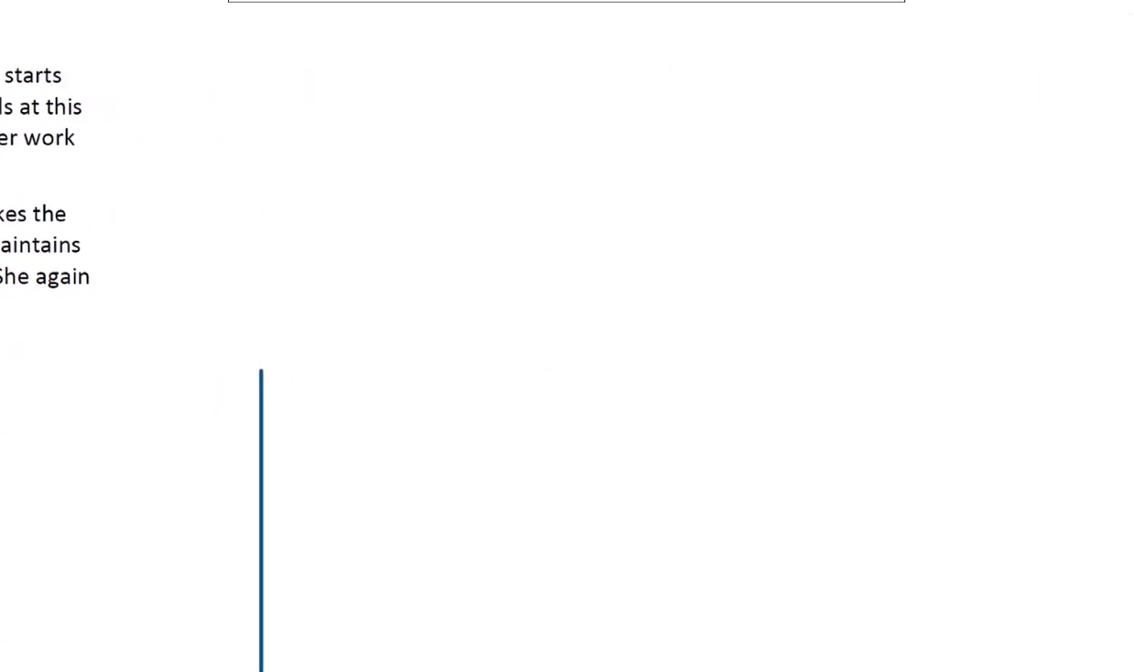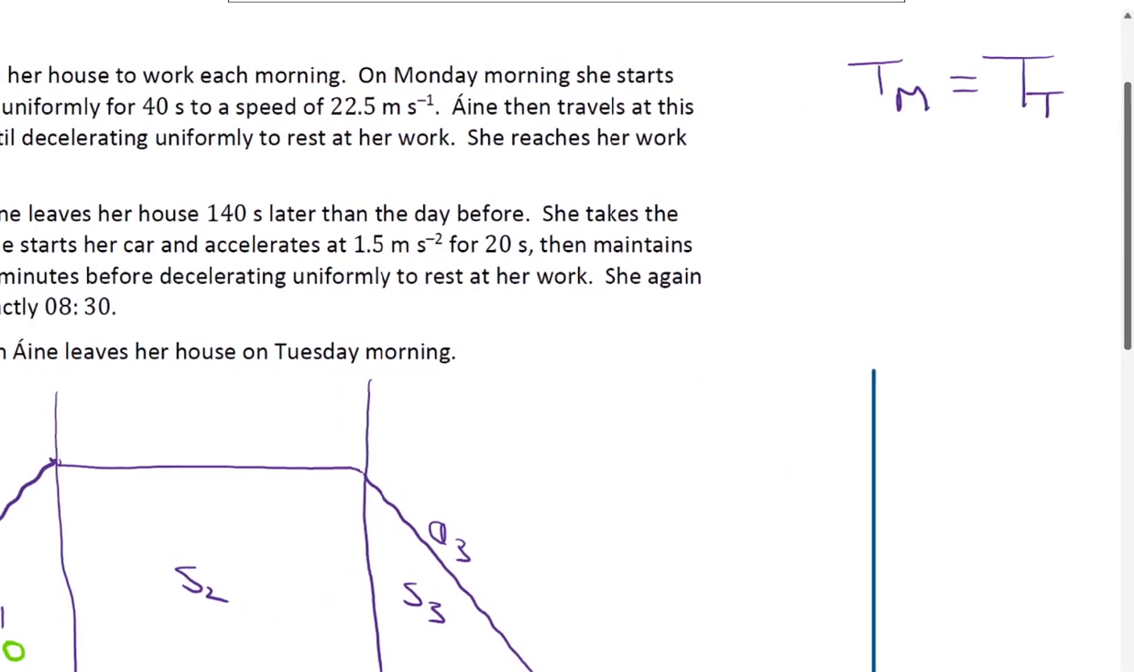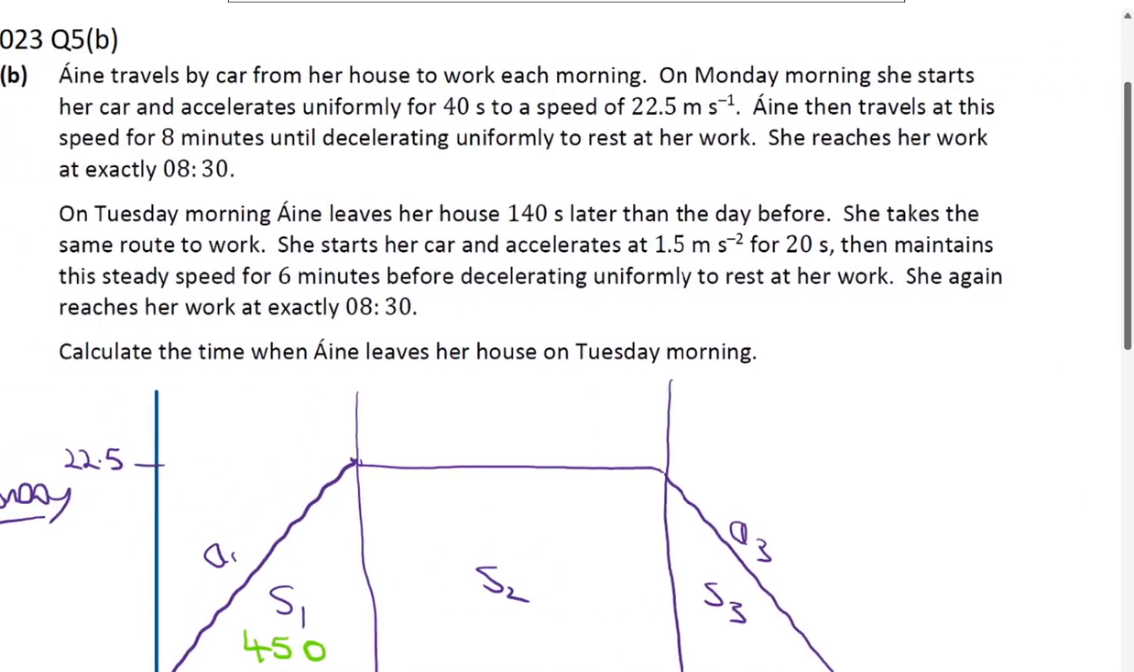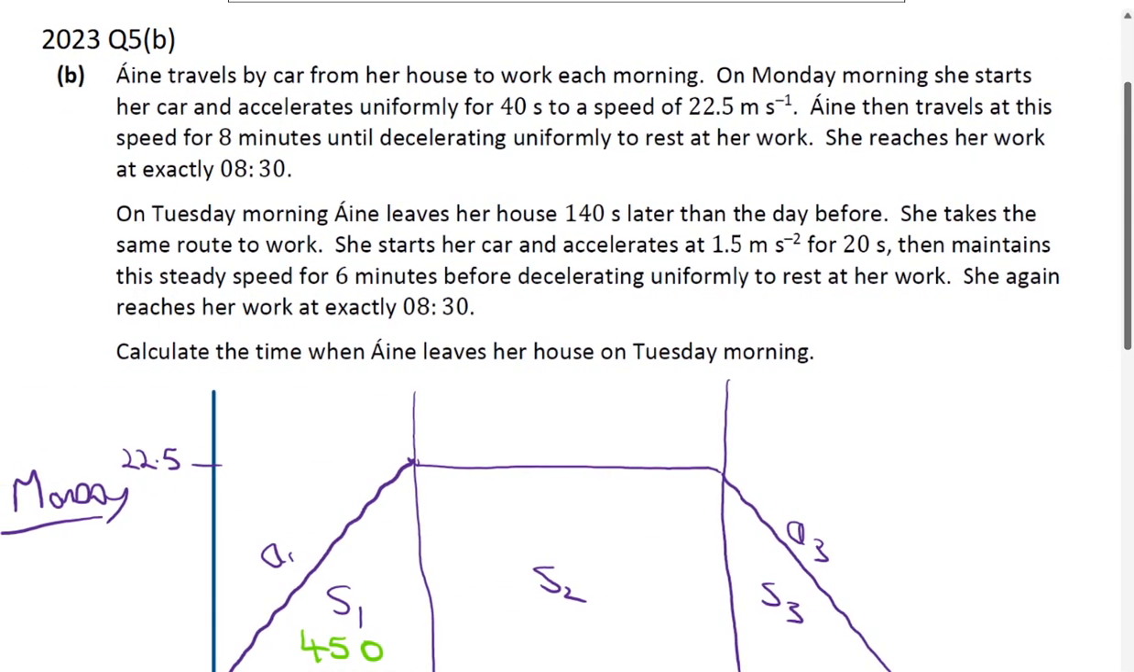So, okay, the total time, I'll just write it here. The total time on Monday, which one's bigger? She leaves later, so it's basically the time on Tuesday. So we've got 140 seconds in the difference. We just have to figure out if it's plus or minus. The Tuesday one is the shorter one, isn't it? Because she leaves later, arrives at the same time. So she leaves her house 140 seconds later, but arrives at 8:30.